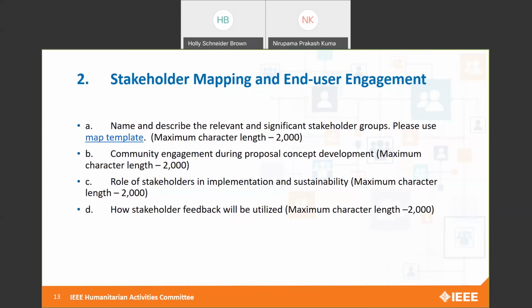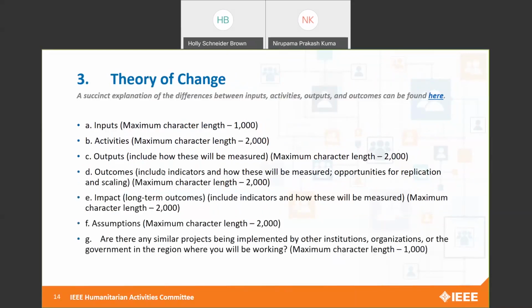It's not just saying, oh, yeah, the stakeholders are the IEEE section, the IEEE members engaged in the project, and the community. There are other people who may be getting touched by the project. Let's say it's a local government agency that's going to get involved. So mapping all the stakeholders, what their engagement is, what their role is, all that is very, very important. Next, Holly. And then theory of change.